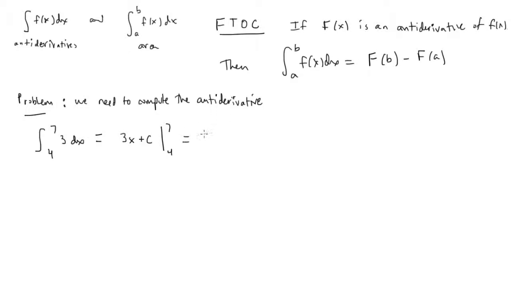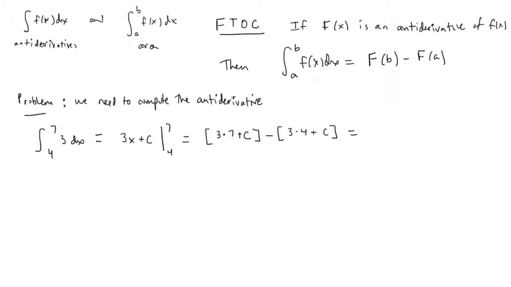So if I do that, if I plug in the 7, I get 3 times 7 plus the mystery constant c. And then if I plug in 4, I get 3 times 4 plus the mystery constant c. And if I just compute this out, then what do we have? 21 minus 12 is, what, my brain's not working, 9.